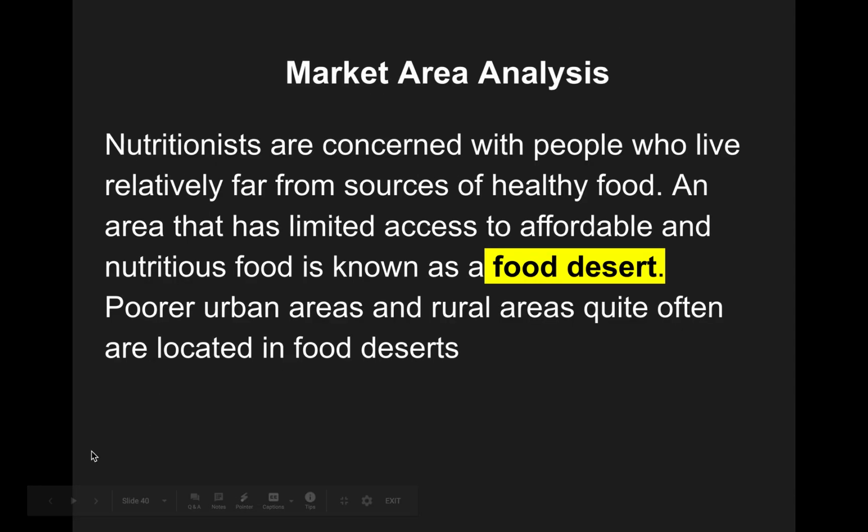Nutritionists are concerned with the market area analysis. People who live relatively far from resources have limited access to affordable healthcare or healthy, nutritious food options. These are called food deserts. Poorer urban areas and rural areas quite often are located in food deserts. The USDA, the United States Department of Agriculture, estimates that 23.5% of Americans lived in a food desert in 2010.